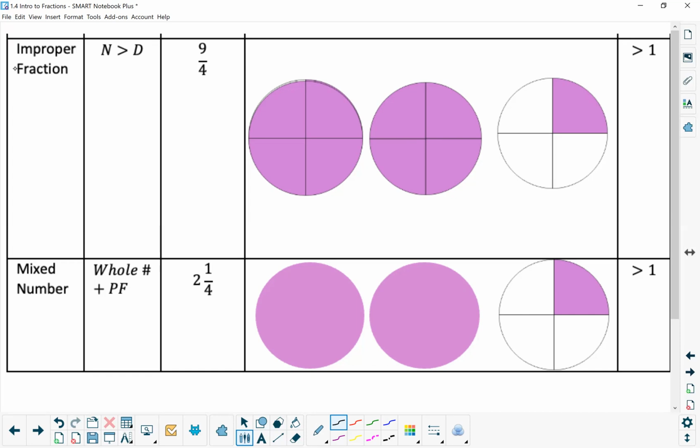The last type of fraction we'll talk about is a mixed number, which has a whole number part and a fraction part. And that fraction is going to be a proper fraction. So 2 1/4, we have 2 whole, and then our third piece is split into 4 parts, and we shade one of them. A mixed number is also greater than 1.